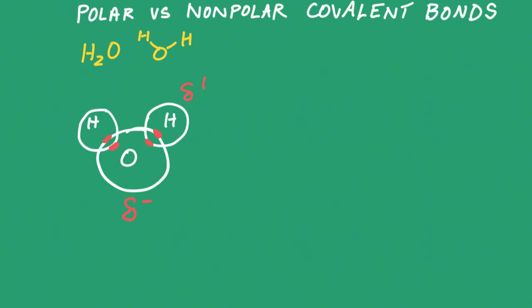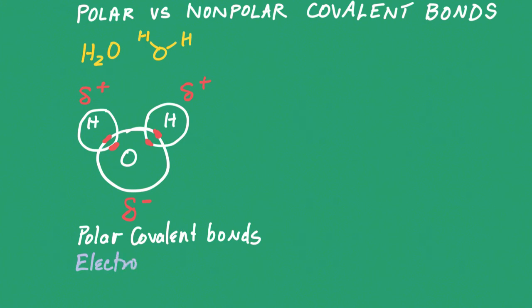Oxygen is slightly negative and the hydrogens are slightly positive. So here we have a polar covalent bond because there are opposite poles that are formed in the molecule that's made as a result. Electrons are shared unequally. That's what we need to remember.